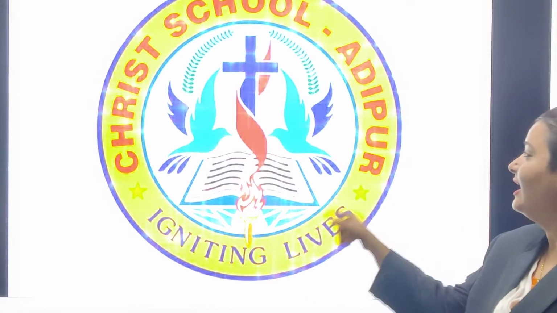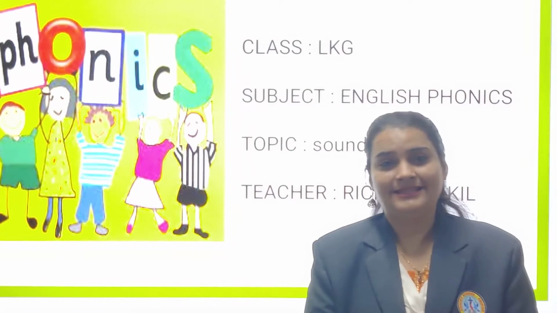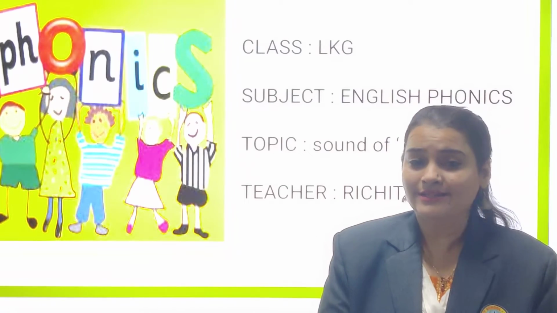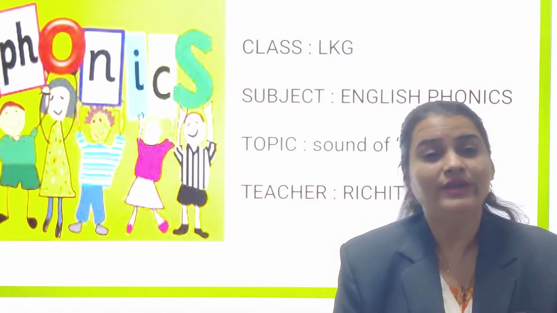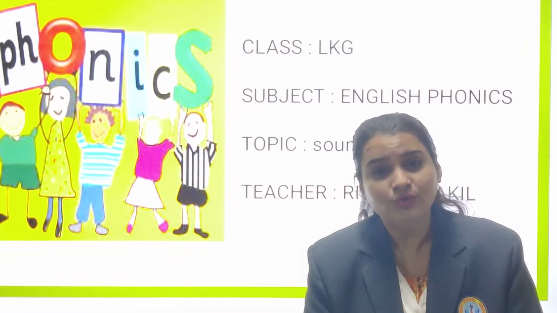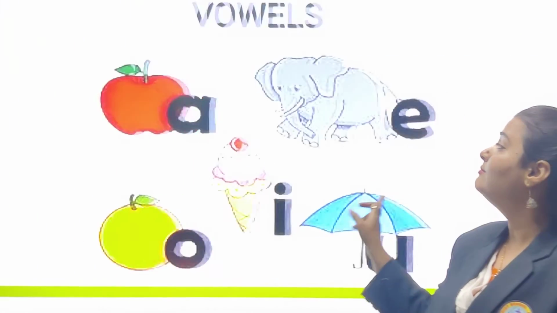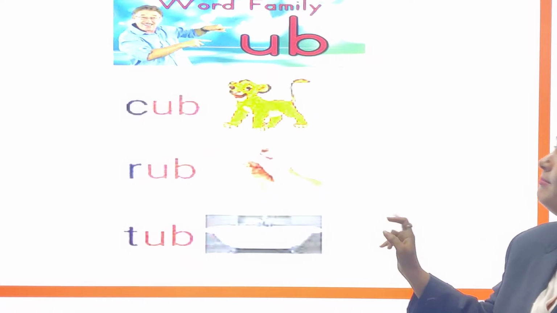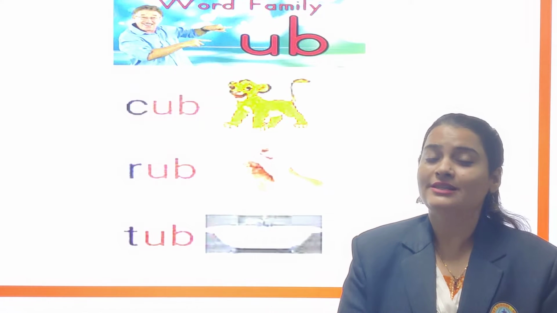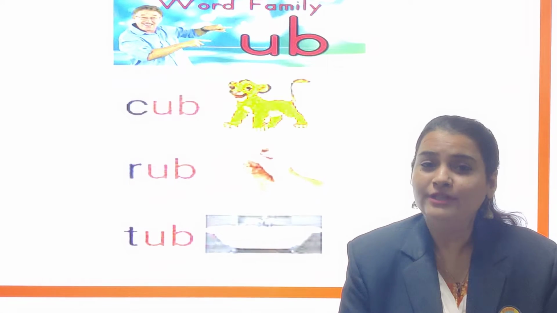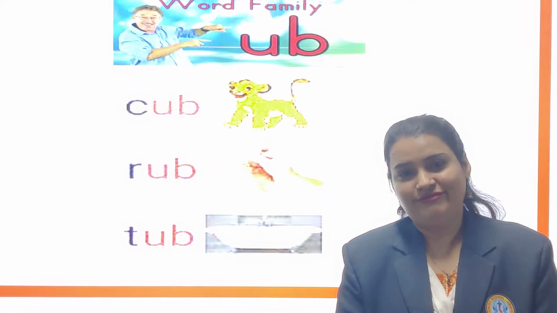Today we have English phonics class. In last class, we learned about the sound of U. We have started the sound of U. And we learned some three-letter words made by the use of the UB two-letter word family. Which two-letter word family? UB.